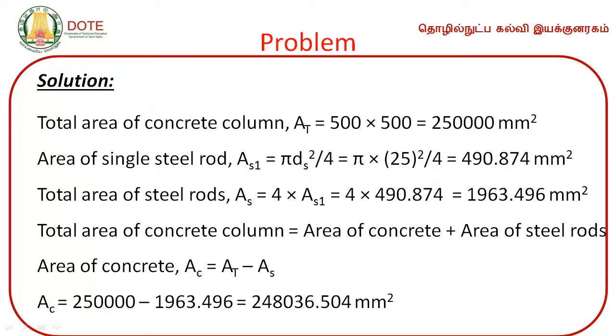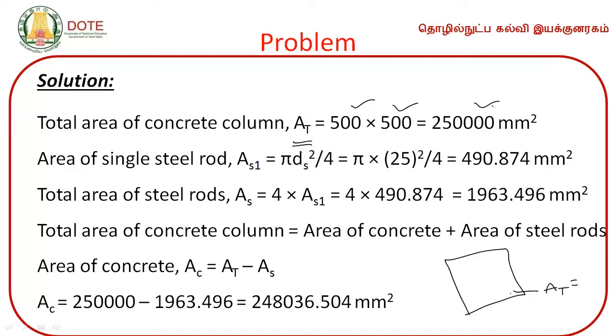Okay, this is the solution procedure. First, we have to calculate the total area of the concrete column. Total area, observe this drawing. This is the total area of the concrete column. What is the cross section? 500 cross 500. So, 250000 mm square. This is the total area of the complete column.